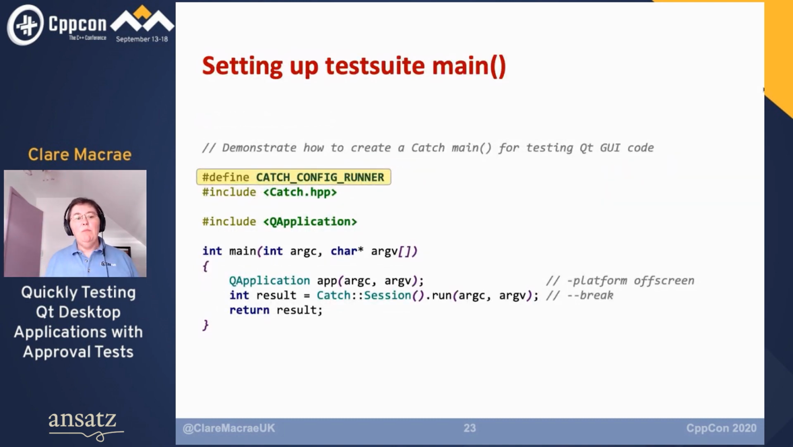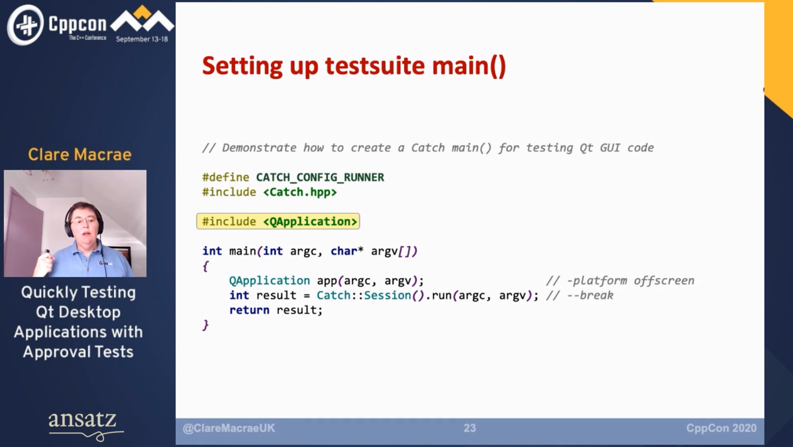So let's start by writing a main so that Catch2 can drive our testing of Qt code. We need to use #define CATCH_CONFIG_RUNNER. You may be used to CATCH_CONFIG_MAIN. This is different because we're providing our own main function. We need to tell Catch that we're going to do that. So we define CATCH_CONFIG_RUNNER, and then of course we include the Catch header.